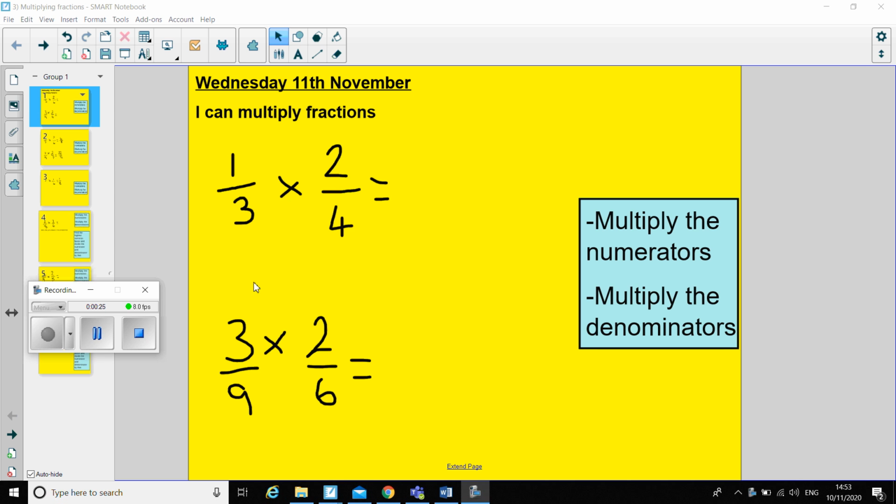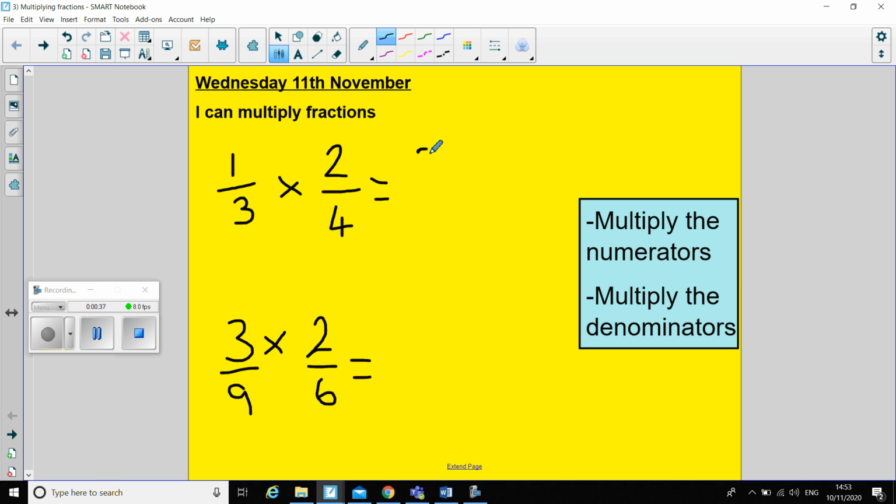So on the screen I've got my first example, 1/3 multiplied by 2/4. So first of all, I'm going to multiply the numerators. 1 times 2 will give me a numerator of 2. And then I'm going to multiply the denominators. 3 times 4 gives me a denominator of 12. So my answer is 2/12.